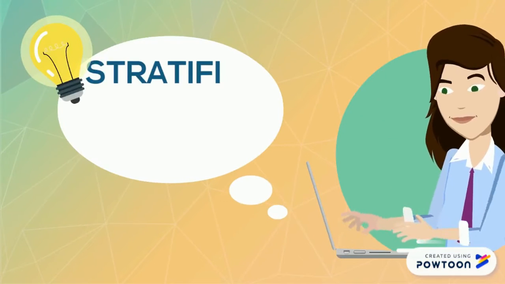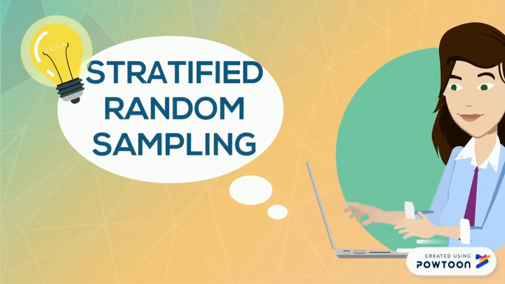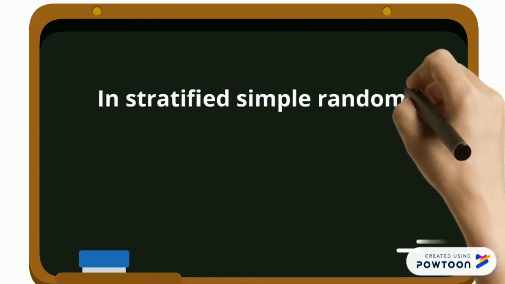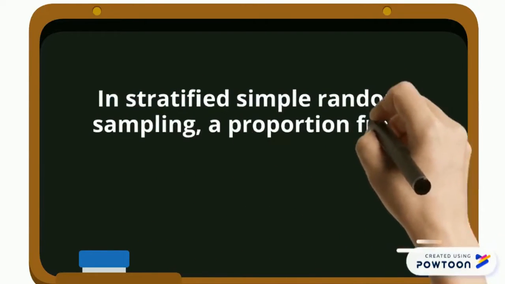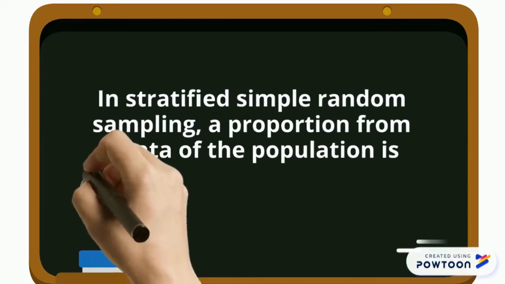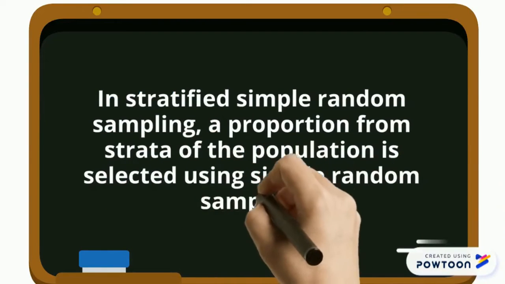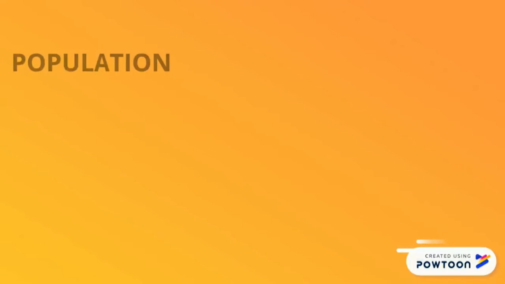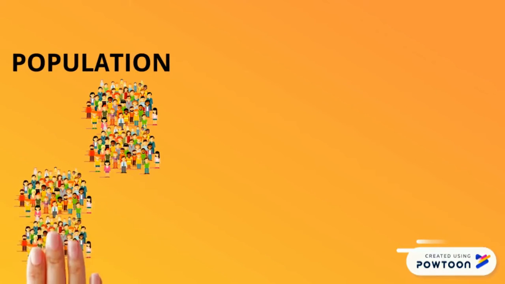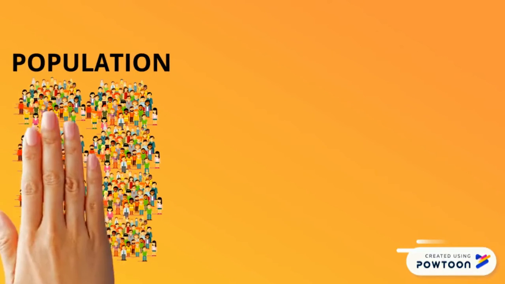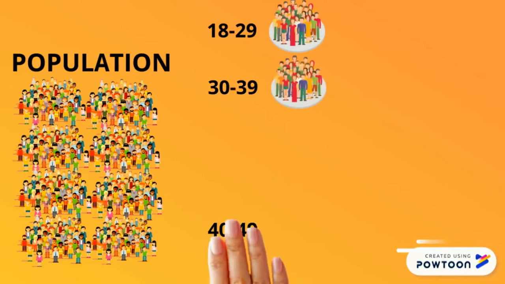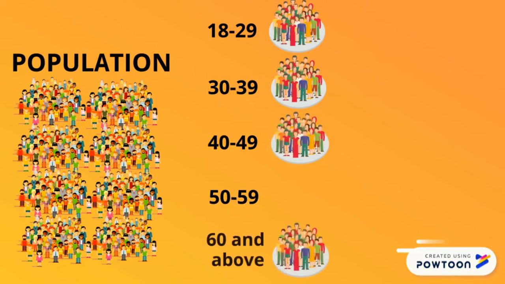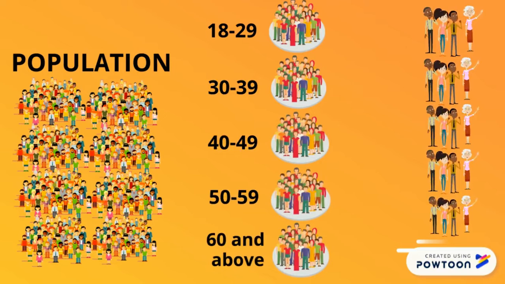Next is stratified random sampling. In stratified simple random sampling, a proportion from strata of the population is selected using simple random sampling. For example, one might divide a sample of adults into the subgroups by age like 18 to 29, 30 to 39, 40 to 49, 50 to 59, and 60 and above. And randomly select 4 representatives from the given age ranges.